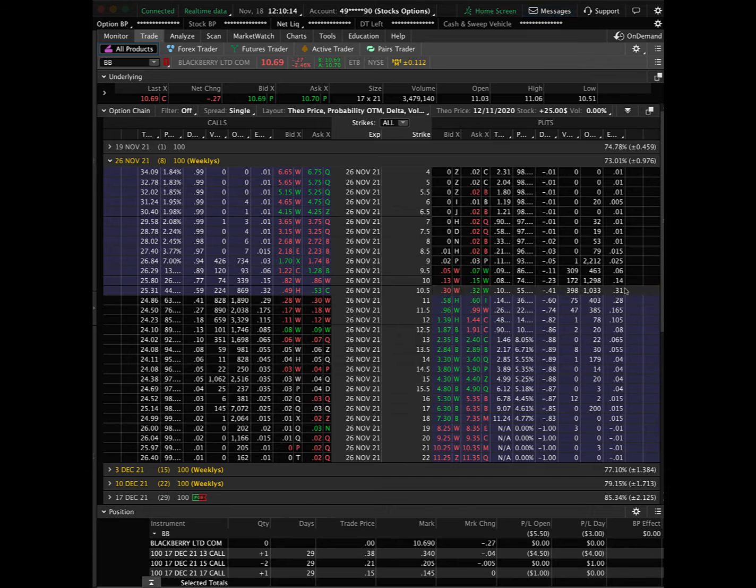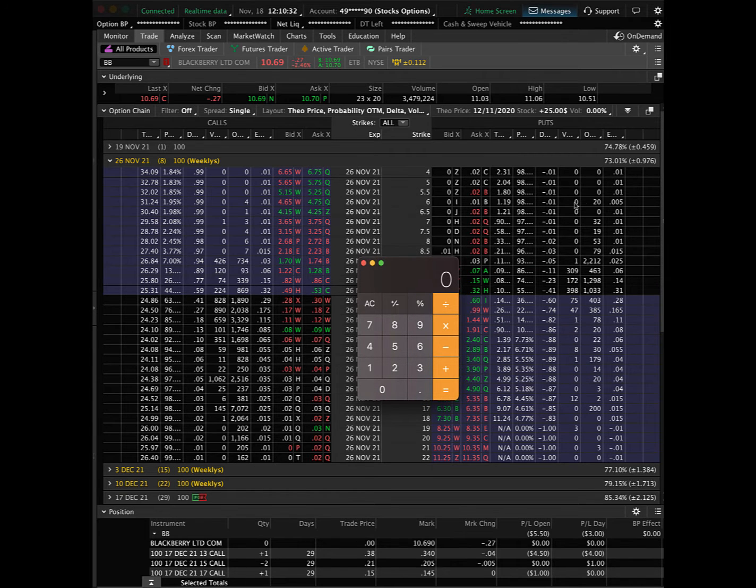A different way that you can do it is use the implied volatility of that option expiration and add or subtract that to the market price. So if we bring up our calculator, and we're going to use the market price of 10.69, and we add this option's implied volatility of 0.976, that gives us an upward range of about $11 to $12.